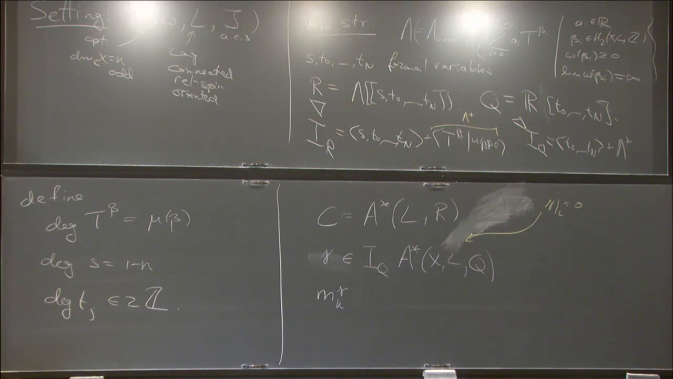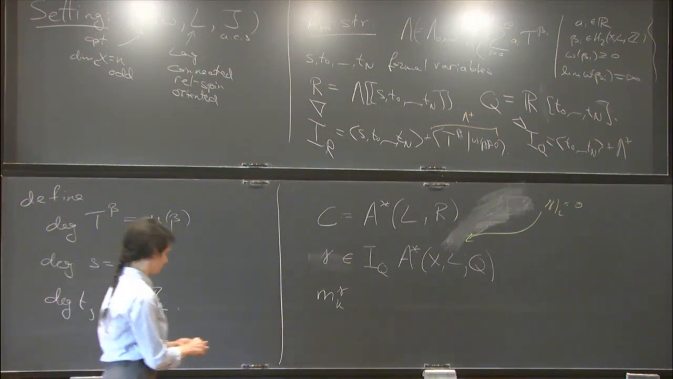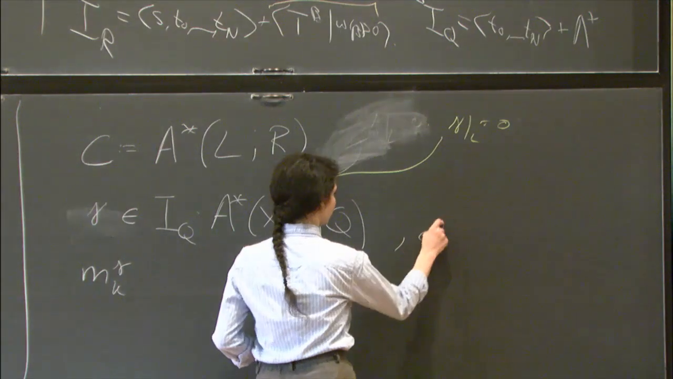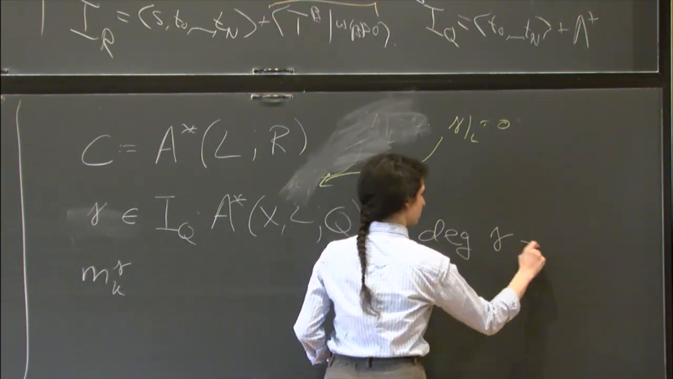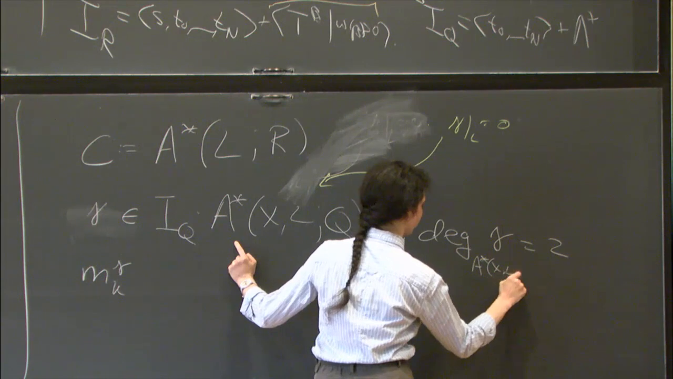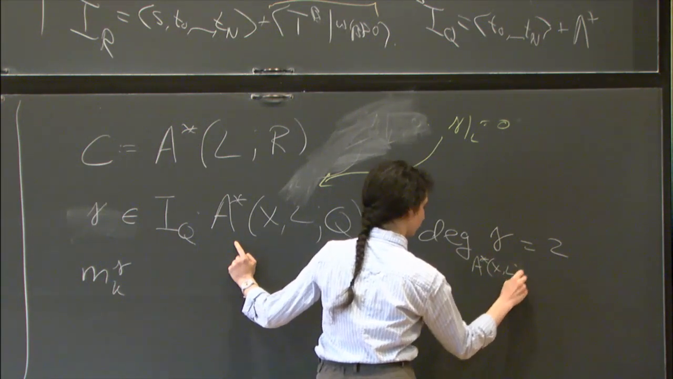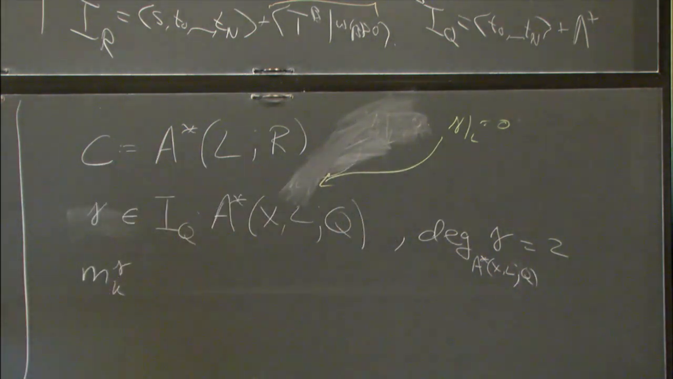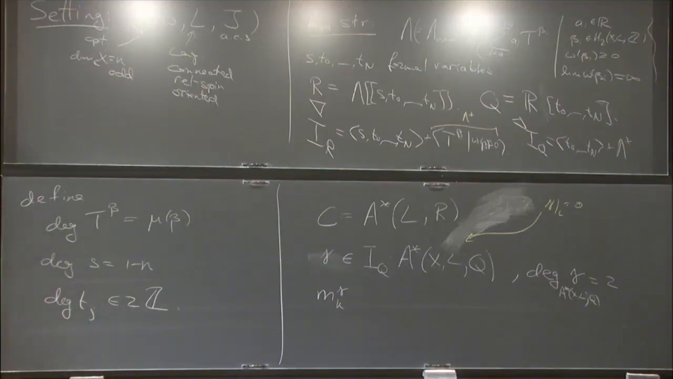Do you need it to be true in some sense? Yes. Degree of gamma needs to be 2 in the sense of this complex. So it takes into account both the degree of a differential form and the degrees of the variables as chosen before.